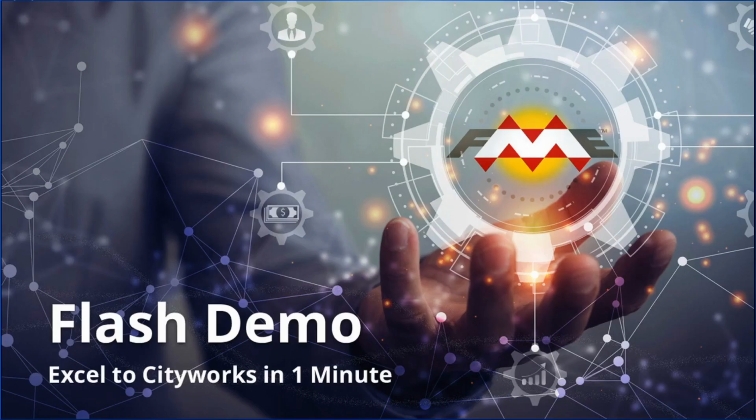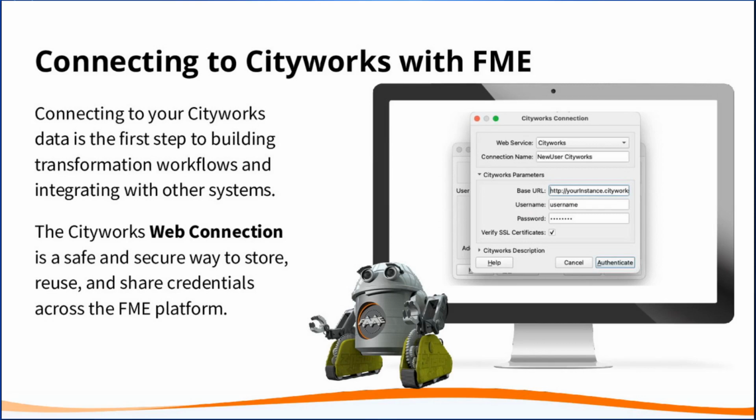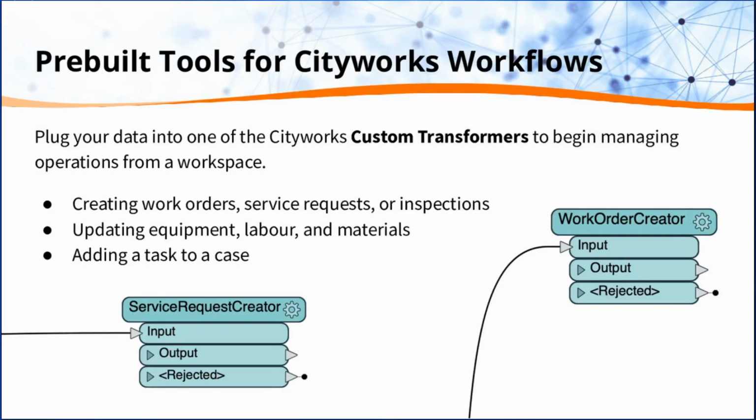Awesome. So we started with that demo because we know that Cityworks data may begin or end in other formats and applications. And the first step to building these kinds of workflows is to create a Cityworks web connection. And a web connection is what's going to allow you to securely work with your Cityworks data in FME. And all it takes is your username and password. And then once that's in, you can safely reuse, share, and maintain this connection across all of your workflows on all of our platforms. And once you're connected, it's simple to start plugging your data into these custom transformers that we've made to accomplish simple tasks in Cityworks.